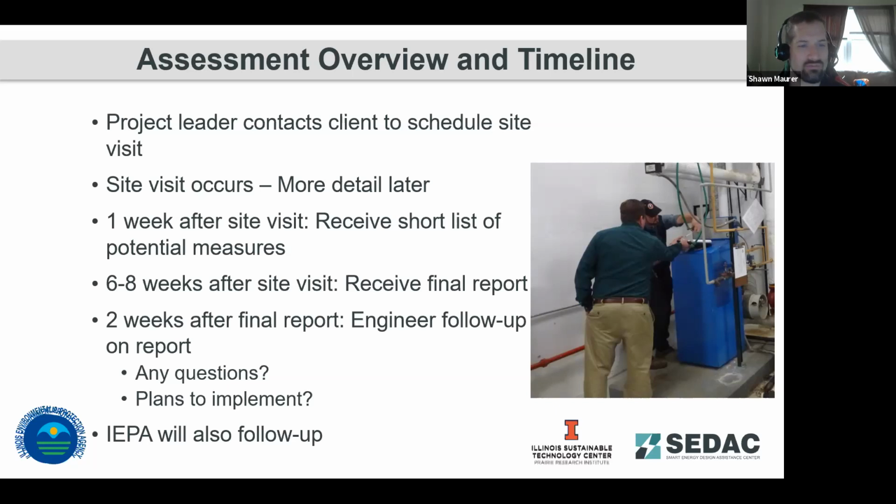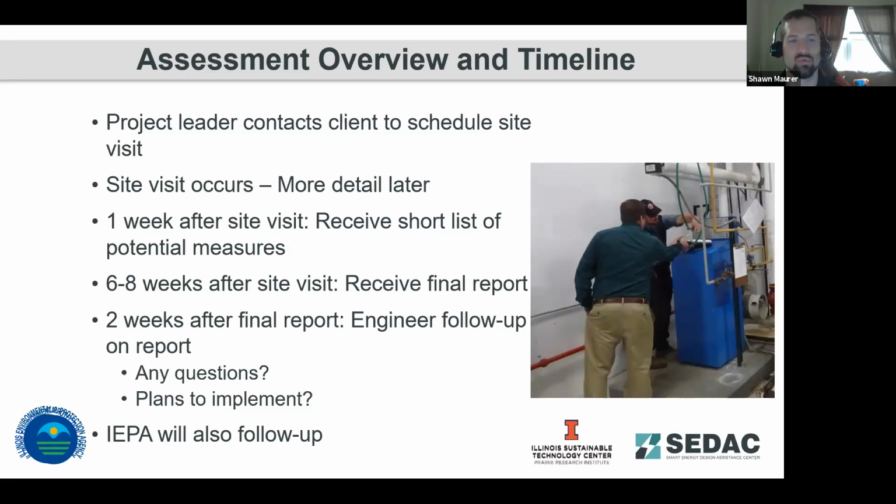But about a week after that site visit, we try to return to you a short list of the potential measures that we're looking at for your facility. That way you can look through that list, see what we're looking at. If there's anything on there that you've already looked at and you've determined isn't cost effective for you or you're just not interested in, you can tell us to remove that from the list. And if there's anything we left off that you want us to look into, let us know.